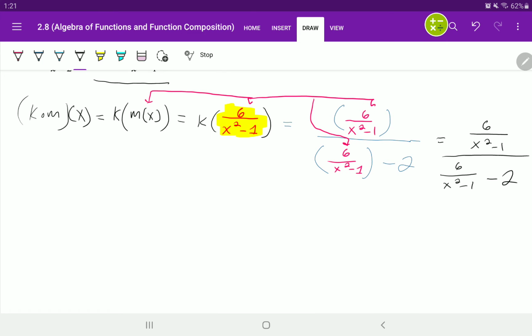This is a complex fraction. I got to simplify this. I can't leave it looking like this. So what I'm going to do is, I first want to focus on my denominator, but I'm going to write it over here.